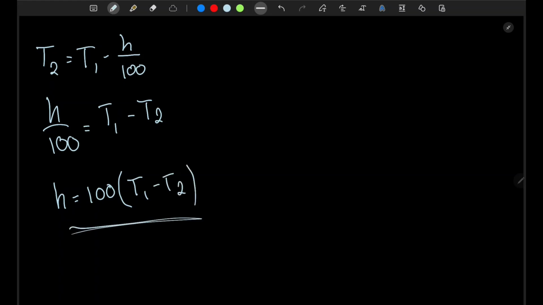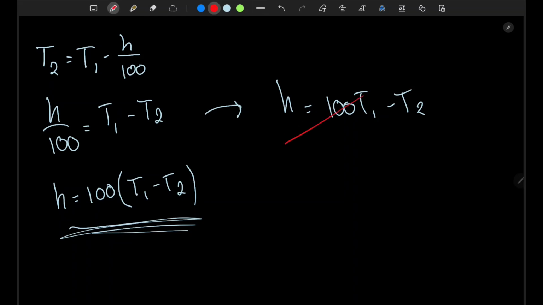And this is a good one to kind of look at and see how this really happens, is that when you move it across, it has to multiply the entire side. So you can't just look at this from this step and go like here. You can't just go h is equal to 100 t1 minus t2. This is very wrong. You have to always remember it's by the entire right side.